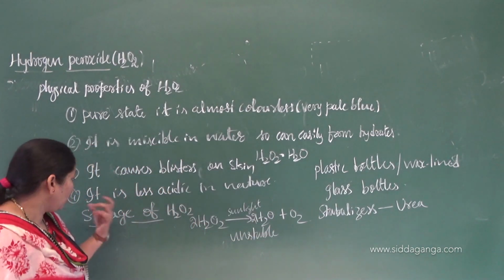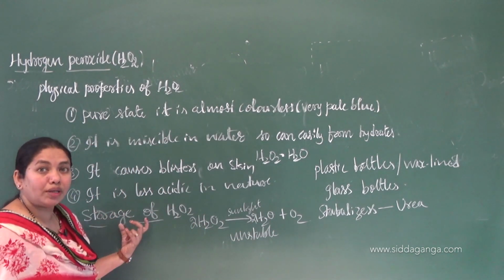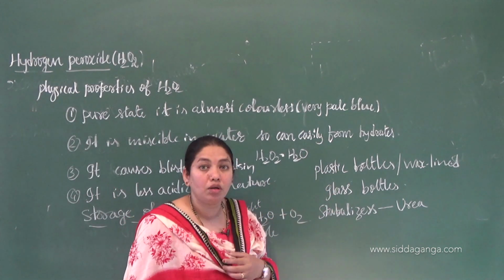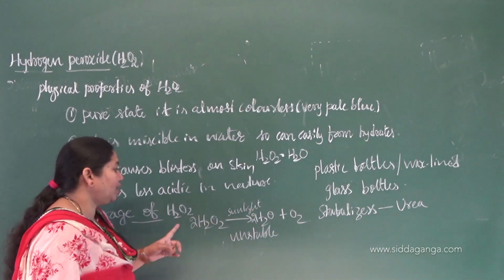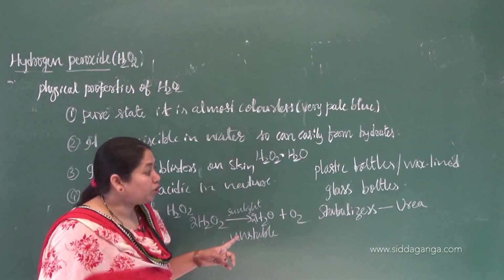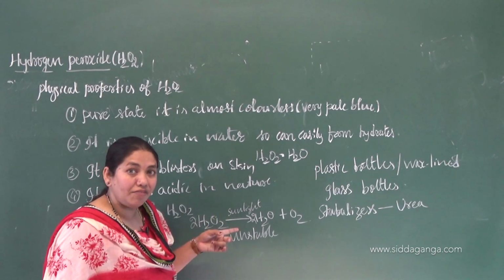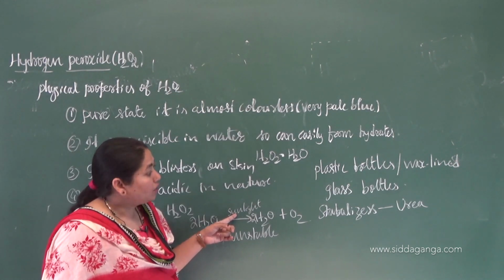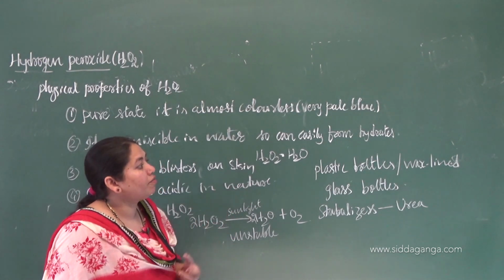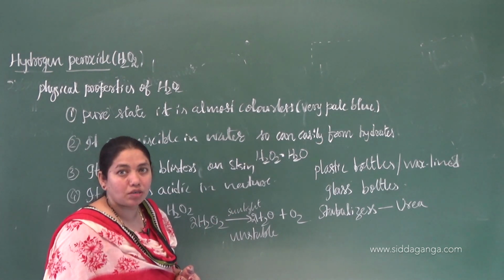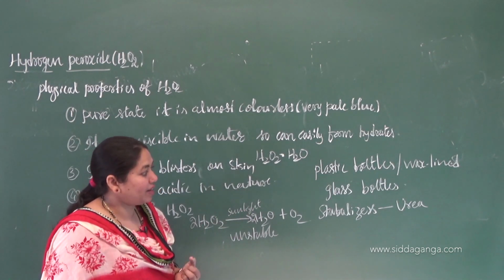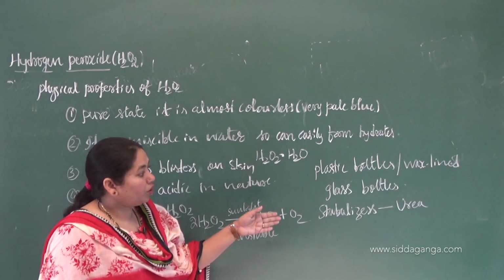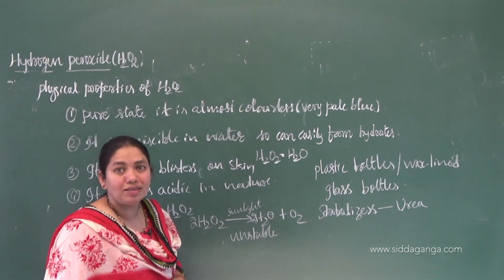Very simple concept. Why is hydrogen peroxide stored in plastic bottles or wax lined glass bottles? Because hydrogen peroxide undergoes decomposition when it comes in contact with metal surfaces as well as on exposure to sunlight, right? So that's why it should be stored in plastic bottles or wax lined glass bottles. And then for stability, to avoid the decomposition, what are we going to add? We are going to add urea as the stabilizer, right?